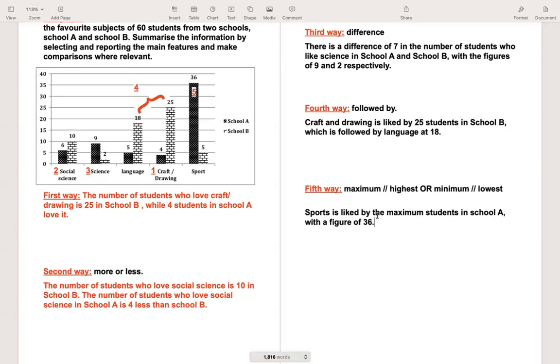So I've said two things. Why is there a with a figure of? Because there are two things. First, maximum. The second thing is 36. So that's it. That's the class. Now tell me if you have any doubts.